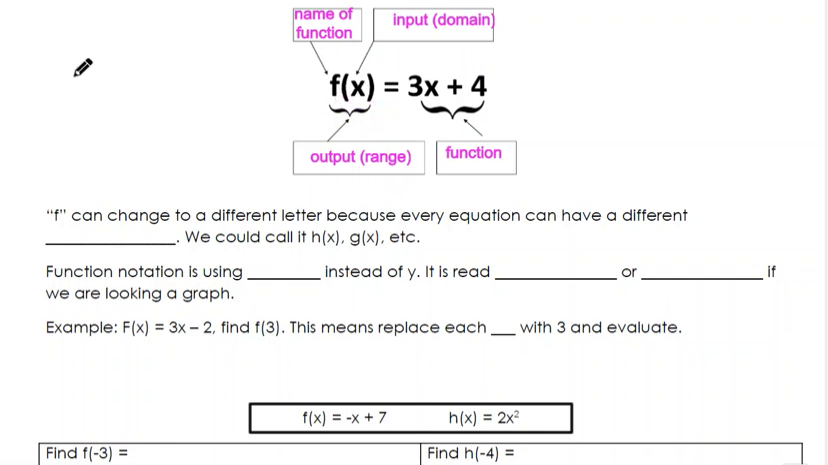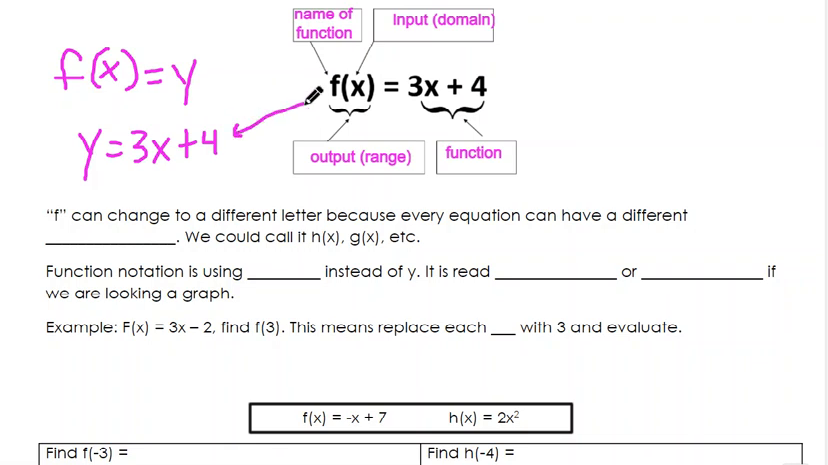This f of x is just a fancy way of saying y. It means the exact same thing as y. You've seen this equation type thing before, where it was y equals 3x plus 4. This means the exact same thing as f of x equals 3x plus 4. They're just shown in different ways.